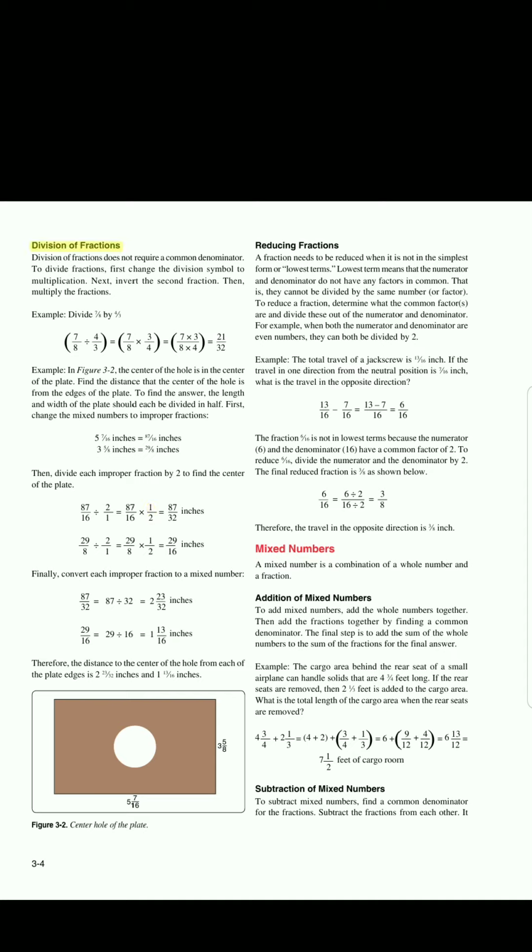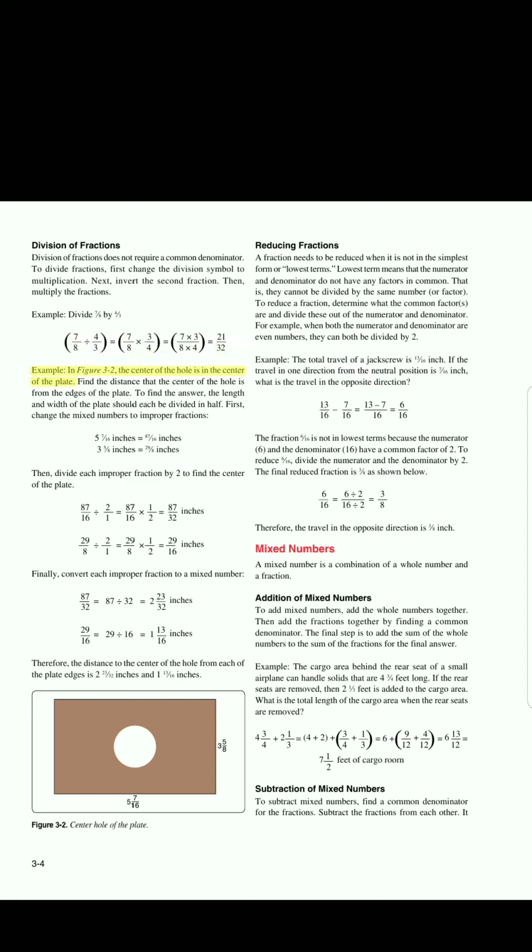Division of fractions. Division of fractions does not require a common denominator. To divide fractions, first change the division symbol to multiplication. Next, invert the second fraction. Then, multiply the fractions. Example. Divide 7/8 by 4/3. 7/8 times 3/4 equals 21/32.